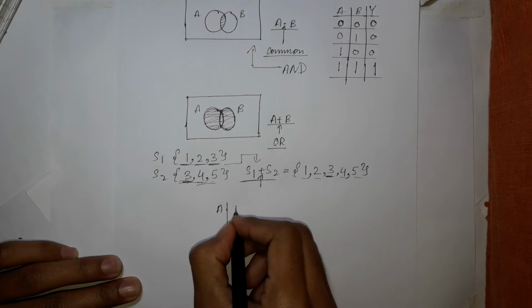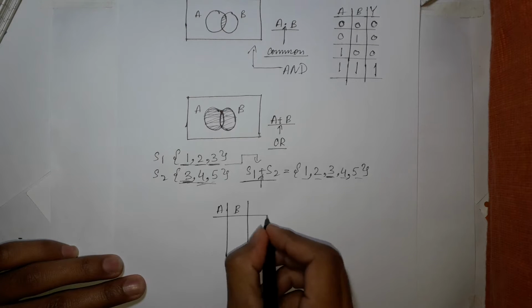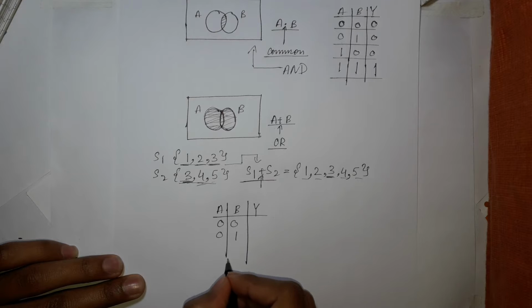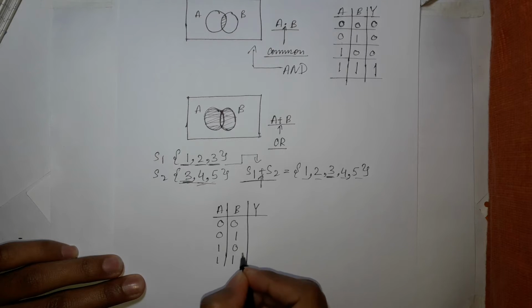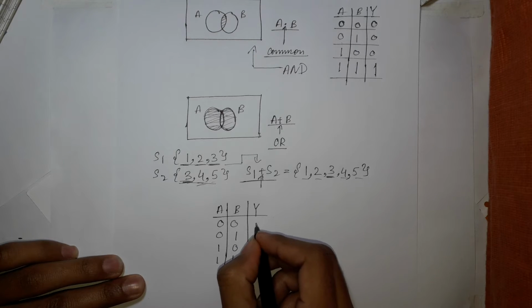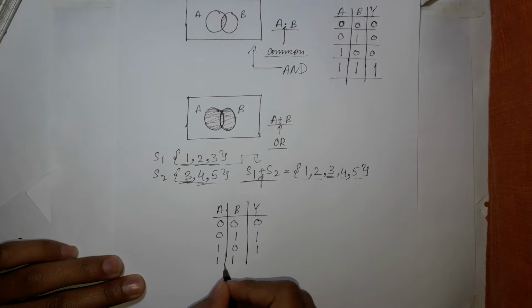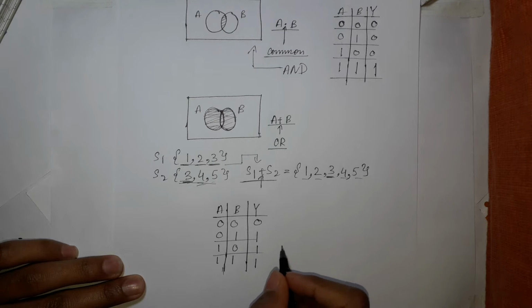Now here we have our first input A, second input B, and the output. For two inputs again, four combinations. For 0 0, the output of the OR gate will be 0, for 0 1 it will be 1, for 1 0 it will be 1, for 1 1 it will be 1. That is, the output is high when any one of the inputs is high. Alright, now let's justify it using the Venn diagram.